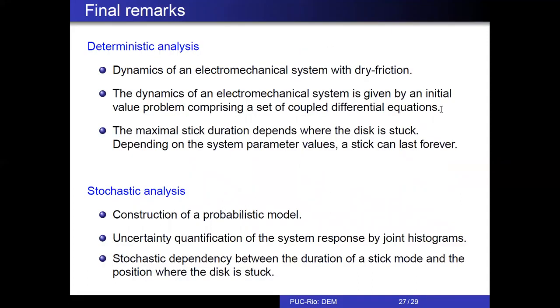Now, the final remarks of the presentation. In the deterministic analysis, we analyzed the dynamics of an electromechanical system. We verified that this dynamics is given by an initial value problem comprising a set of coupled differential equations, and we determined how stick-slip oscillations are affected by electromechanical coupling. We observed that the maximal stick duration depends on where the disk is stuck. In the stochastic analysis, we quantified the uncertainties of the system response by joint histograms, and we quantified the stochastic dependence between the duration of the stick modes and the position where the disk is stuck.